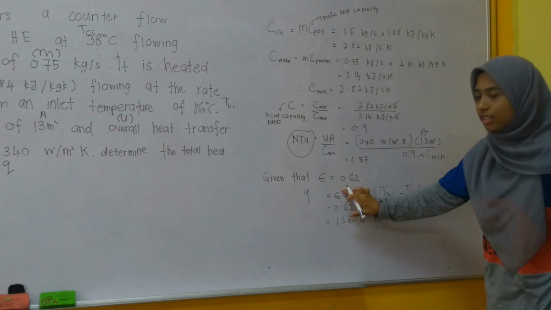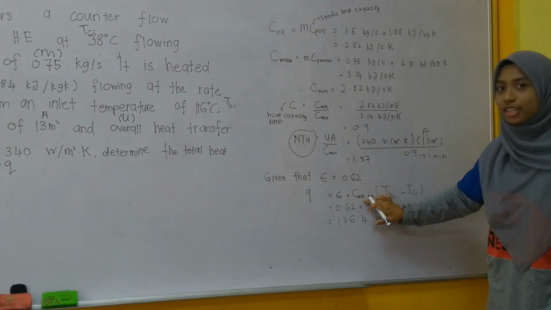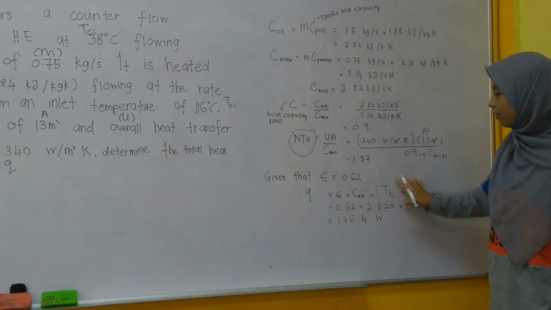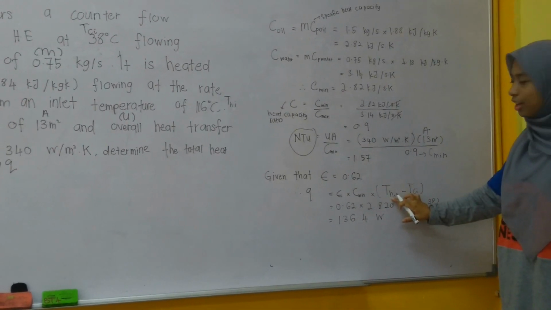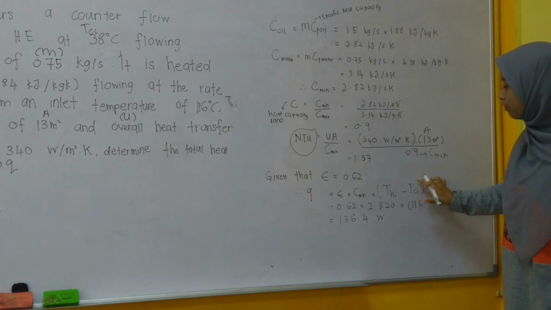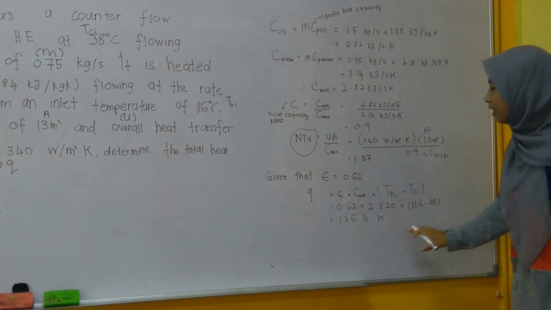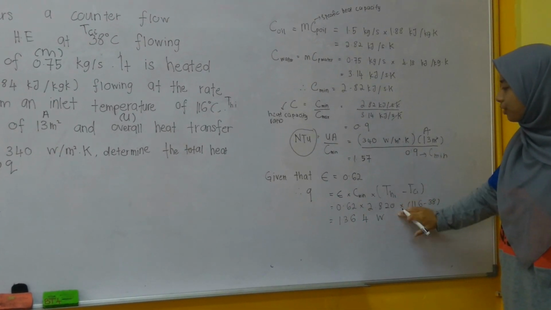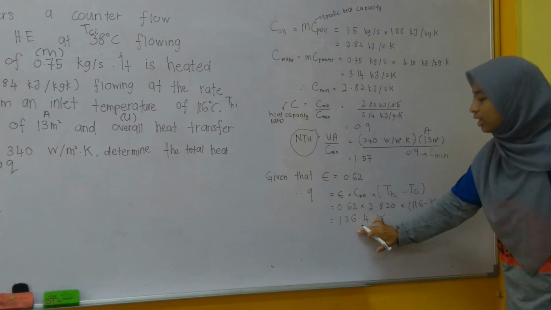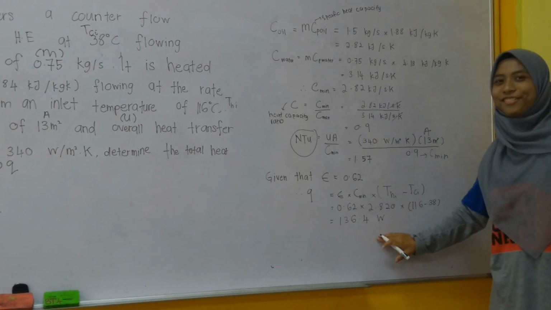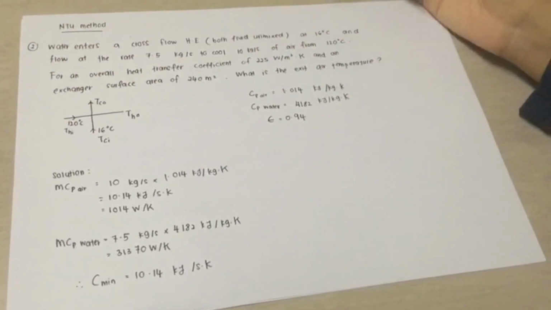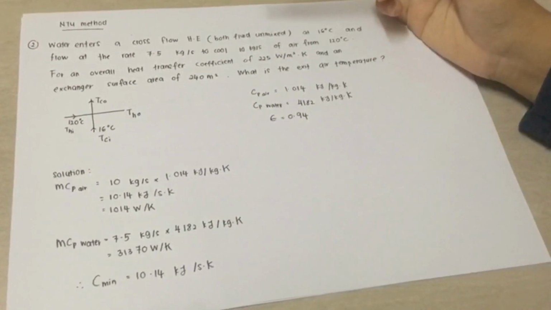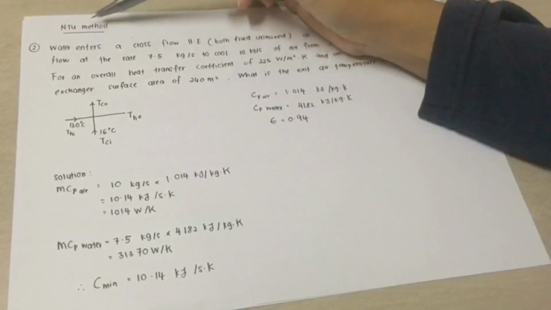for the effectiveness we have to multiply by C minimum, and for this one temperature inlet for the hot fluid minus temperature for the inlet cold fluid. Then we substitute all the values, we can get 136.41. So let us continue to see the next question, which is related to the NTU method.